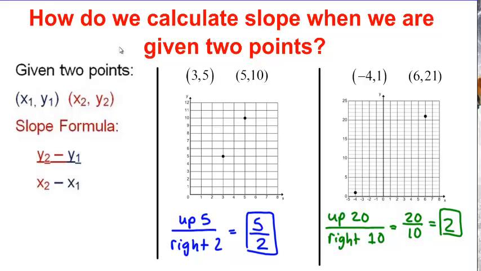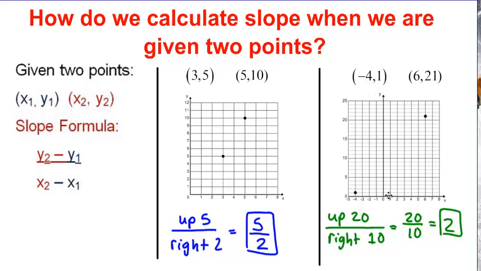The other way we can look at these, that's not as efficient but you can still do if you're having trouble using the slope formula, is by simply graphing the points. So here if we graph the points 3, 5 and 5, 10, we could look and on our graph count up 5, right 2, and get our slope of 5 over 2.